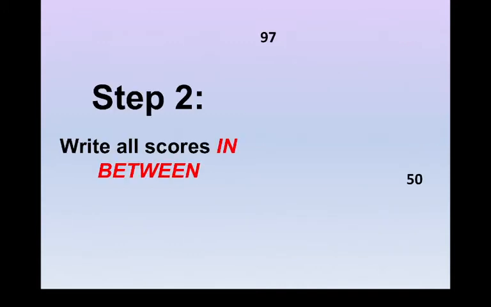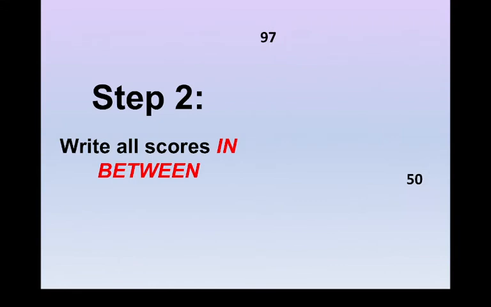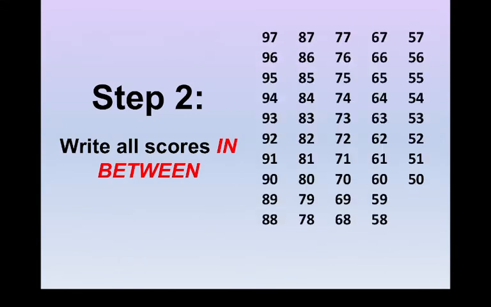Step 2, we are now going to write all the scores in between the highest score and the lowest score. So, yung pinakamataas na score natin, 97, pinakamababa is 50. Mabilis lang, isulat mo lahat ng scores in between 97 and 50. So, minus 1 ka lang ng minus 1 hanggang makarating ka doon sa 50. 97, 96, 95, 94, 93, 92, 91 hanggang makarating ka doon sa 50.